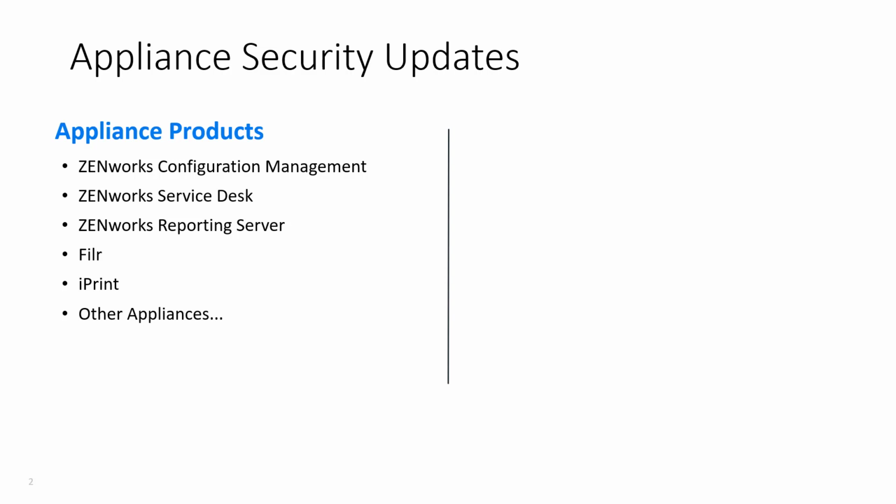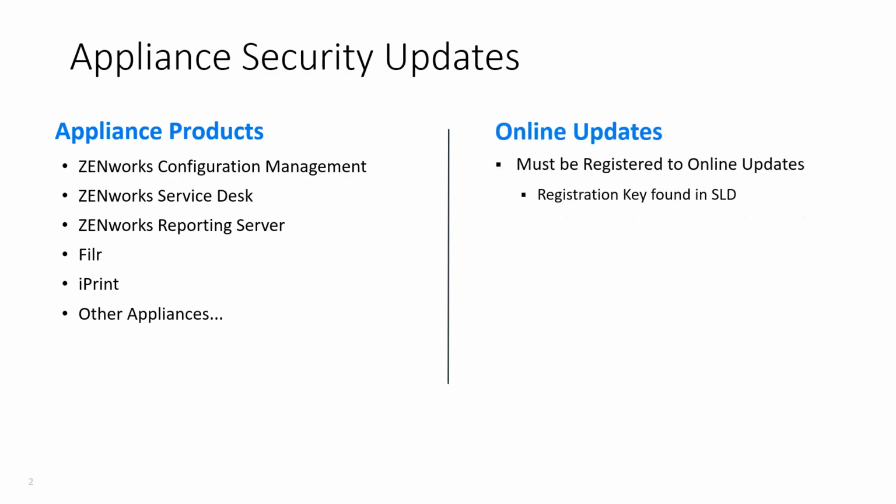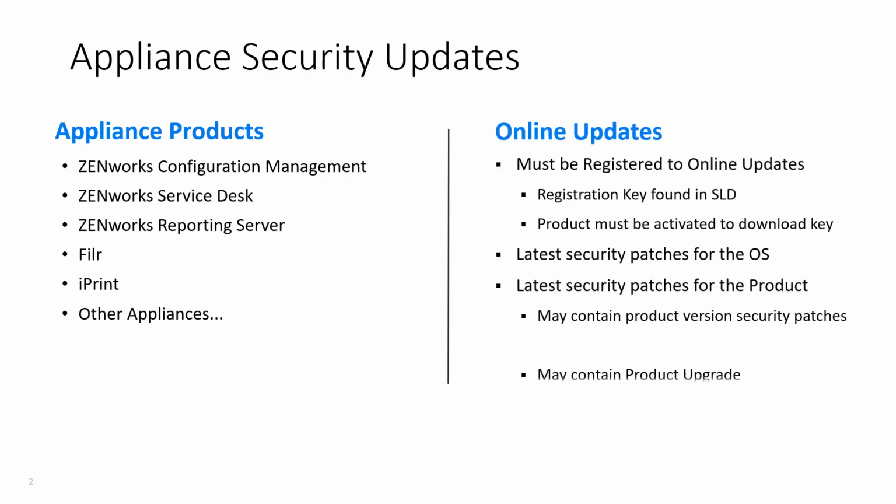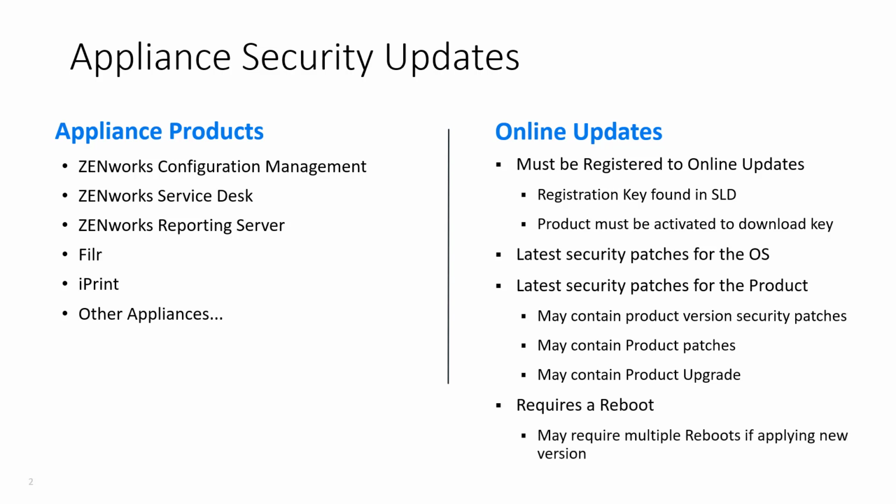There are many appliances in our product portfolios: ZENworks Configuration Management, ZENworks Service Desk, ZENworks Reporting Server, Filr, iPrint, and other appliances. And they all need to be updated. Part of the online update process for the appliance is they must be registered to online updates. This registration key that you use is found in SLD, your download site in the portal. Product must be activated to download this key.